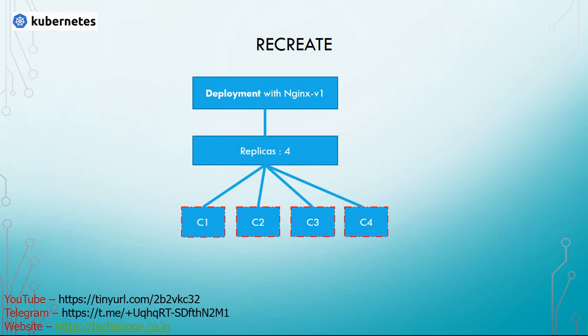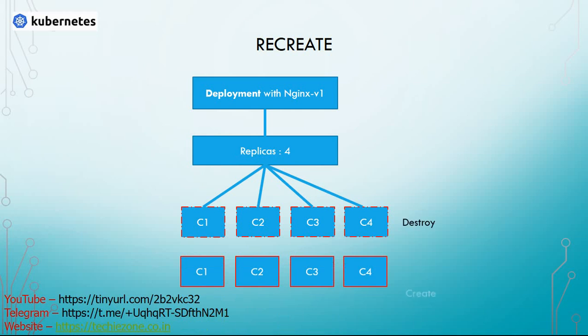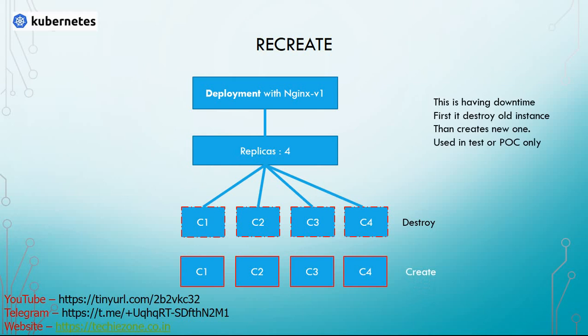You can say this is the pros and cons: it requires downtime. Once the old containers are destroyed, it will create new containers and they will be functional. So first it destroys, and then it creates. This has downtime, since it first destroys the old instance and then creates a new one, attached to the same replica set and the same deployment. So we always use this for test environments or POCs.